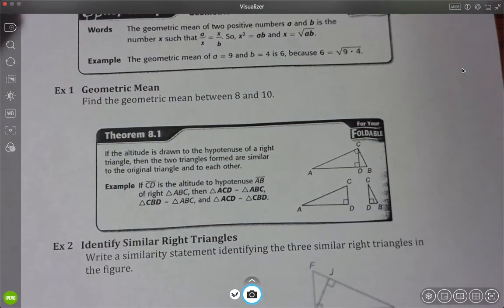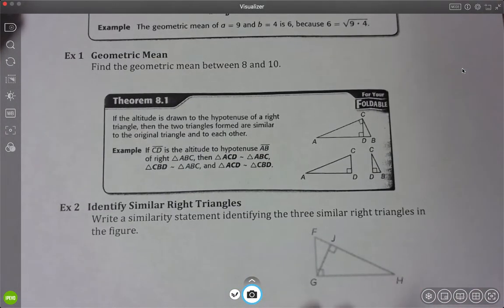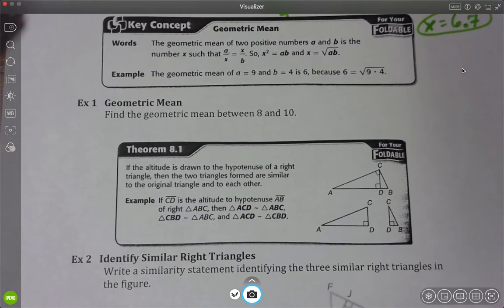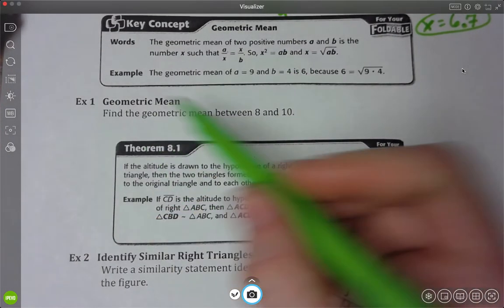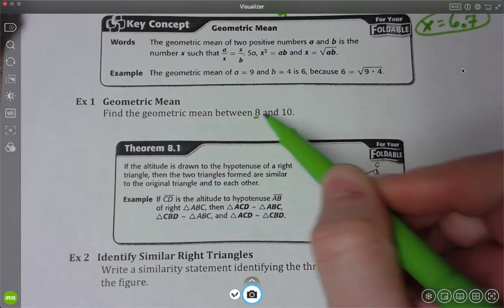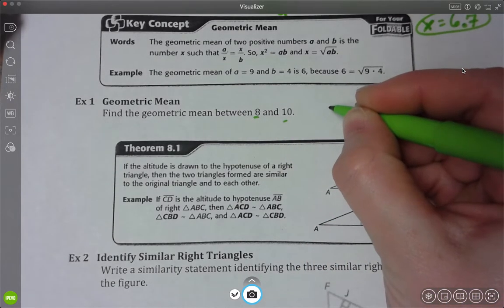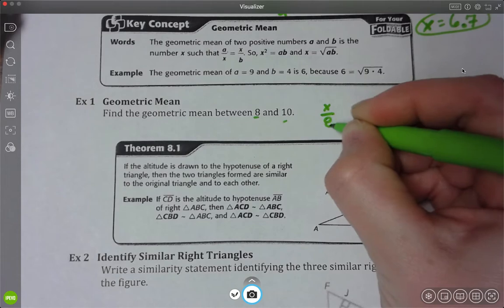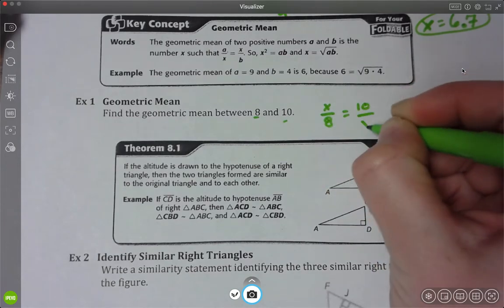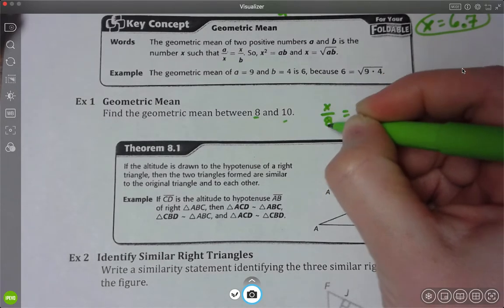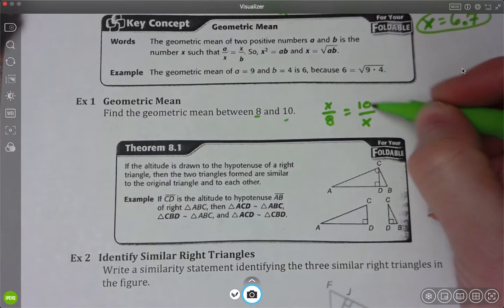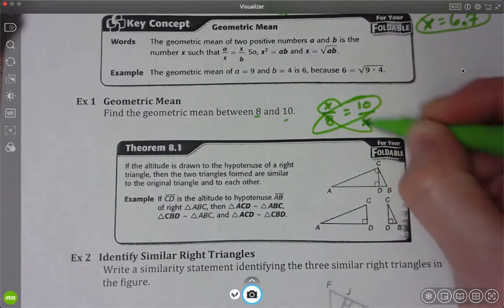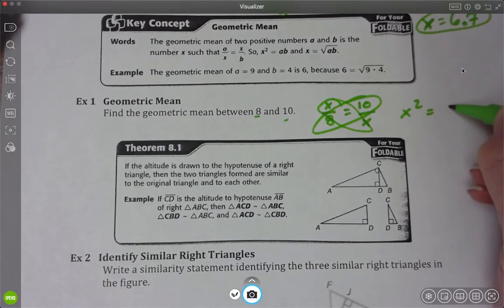Down here, when we start doing example 2, we'll see an example of when the geometric mean is used. But for right now, they want us to do the geometric mean between 8 and 10. That would be like saying x over 8 is equal to 10 over x, or vice versa. You could do 8 over x equals x over 10. We would cross multiply, so x squared would be 80.